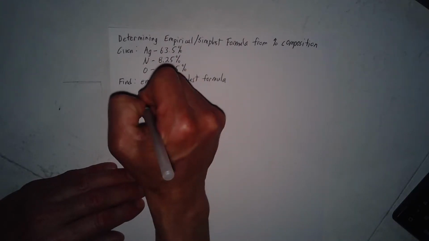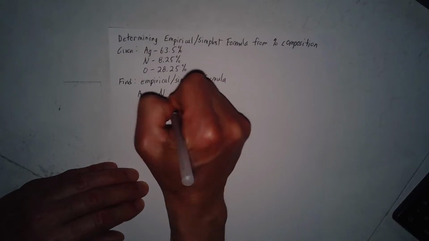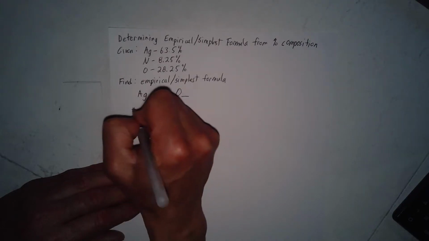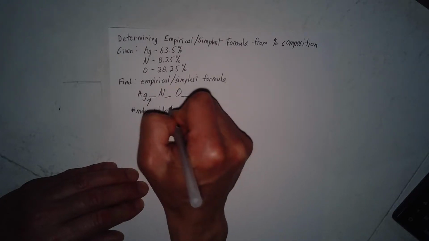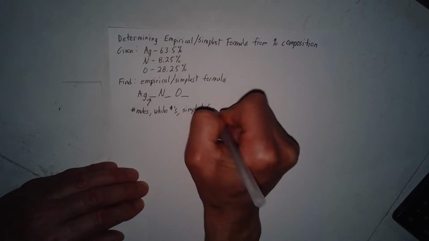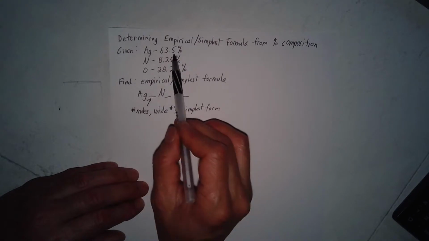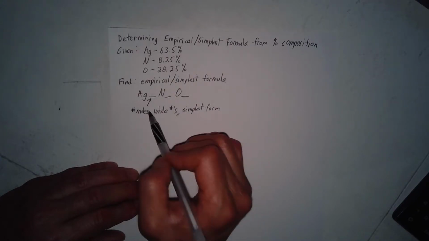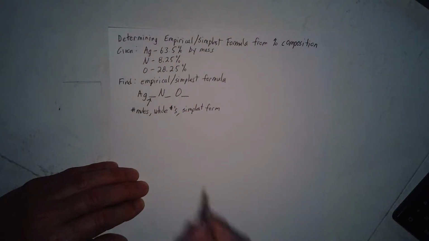The first thing you want to do is write a shell of the formula. That is silver something, nitrogen something, oxygen something. What goes inside these blanks? The number of moles of that element, and it has to be whole numbers, in the simplest form, kind of like simplifying fractions. Well, can we put these numbers in there that we see in the given, 63.5, 8.25, and 28.25? No, because those are not the number of moles. Those are the percentage by mass. Those deal with grams. What we want are the moles.